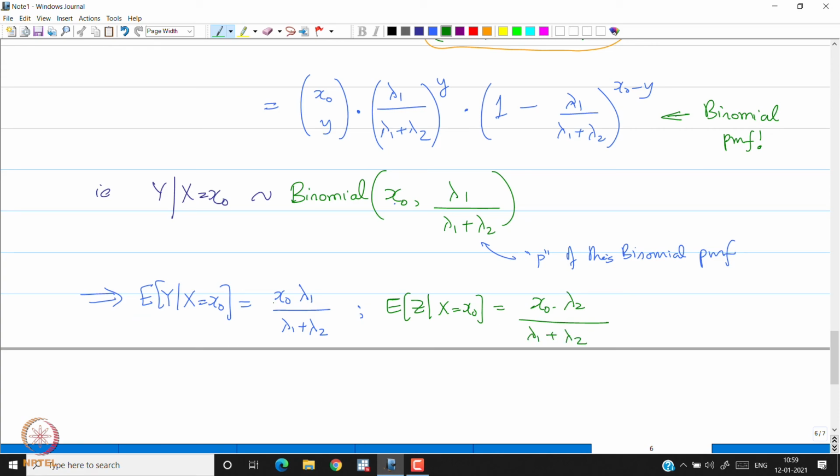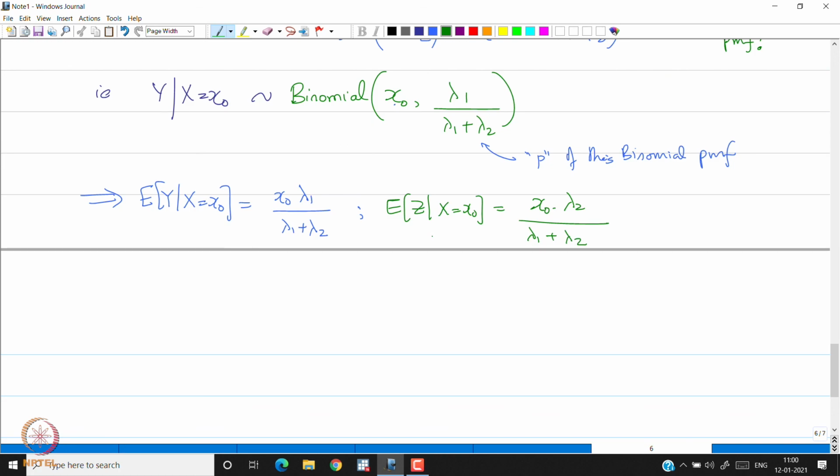So the conditional expectation of y is x naught lambda 1 by lambda 1 plus lambda 2, and the conditional expectation of z given X equal to x naught is x naught lambda 2 divided by lambda 1 plus lambda 2. The distribution of z given X equal to x naught is going to be binomial with x naught and lambda 2 divided by lambda 1 plus lambda 2. Note that for positive lambda 1 and lambda 2, lambda 1 by lambda 1 plus lambda 2 is going to be another positive number which is between 0 and 1. So this is basically what was done in the blackboard lecture.